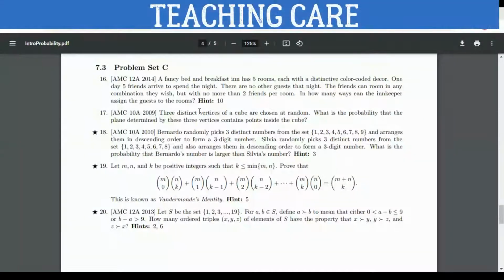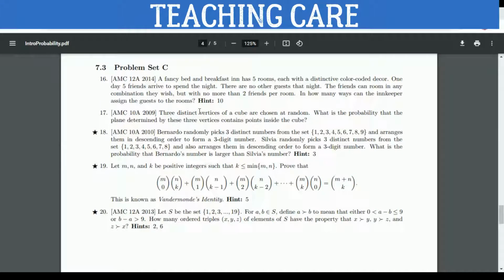So question number 16, let's continue. So here, the fancy bed and breakfast inn has 5 rooms. It's just 120: 5 times 4 times 3 times 2 times 1. Right? No. One minute. Can you calculate it again, please?